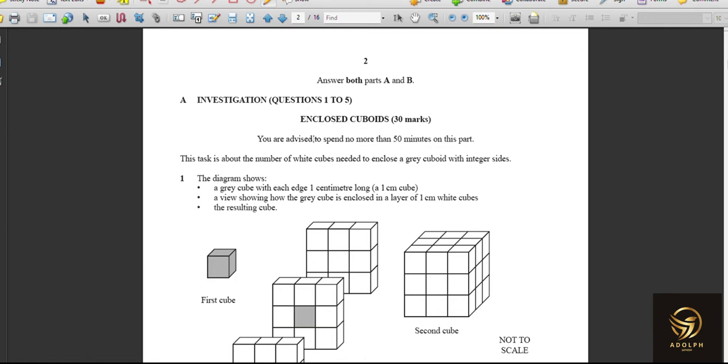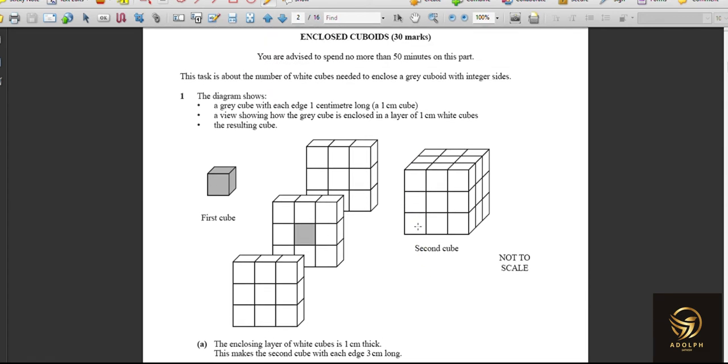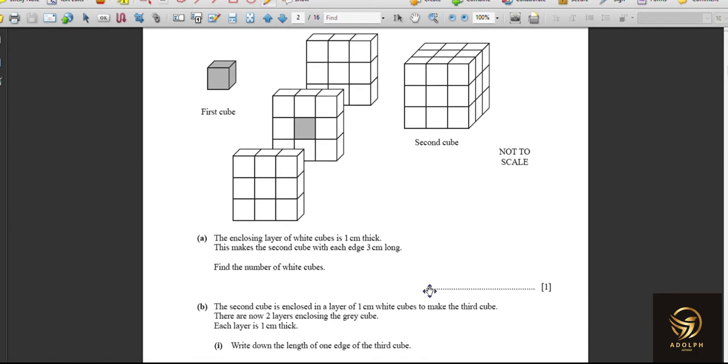So we are going to start with investigation as usual. It's enclosed cuboids. So in each case, the gray cuboid is enclosed with white cuboid. So the first question starts here. The diagram shows a gray cuboid, a 1 centimeter gray cube, then all around that we have white cubes. So the enclosing layer of white cubes is 1 centimeter thick.